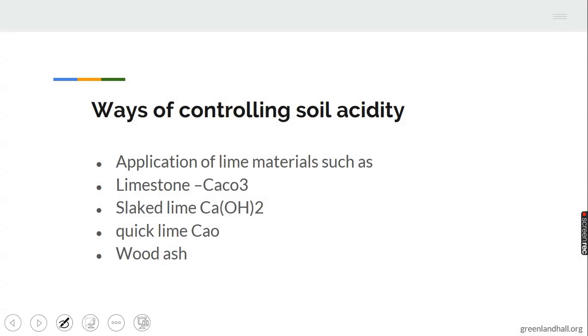Ways of controlling soil acidity. 1. Application of lime materials such as limestone. Limestone, this is a chemical name, the chemical formula rather. Take note of that, CaCO3. Then slack lime as well, quick lime, and wood ash can help to reduce or control soil acidity.